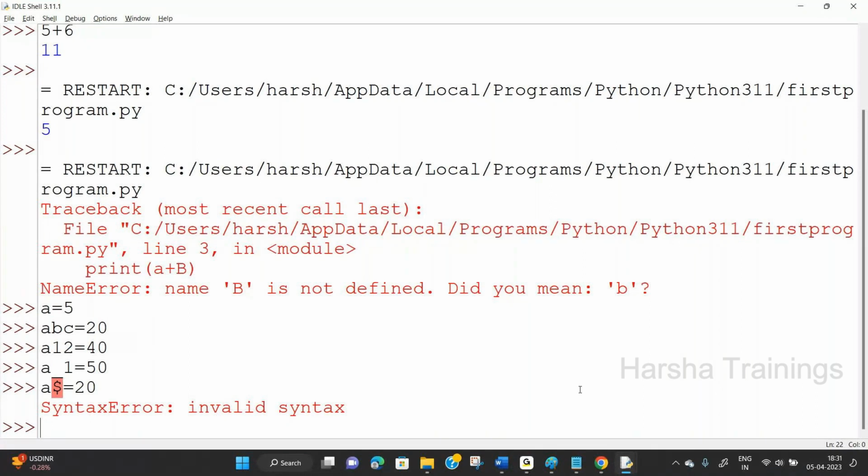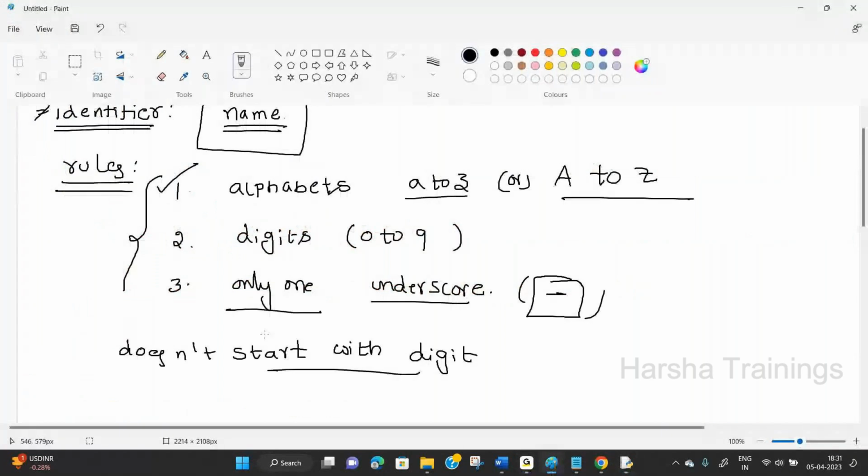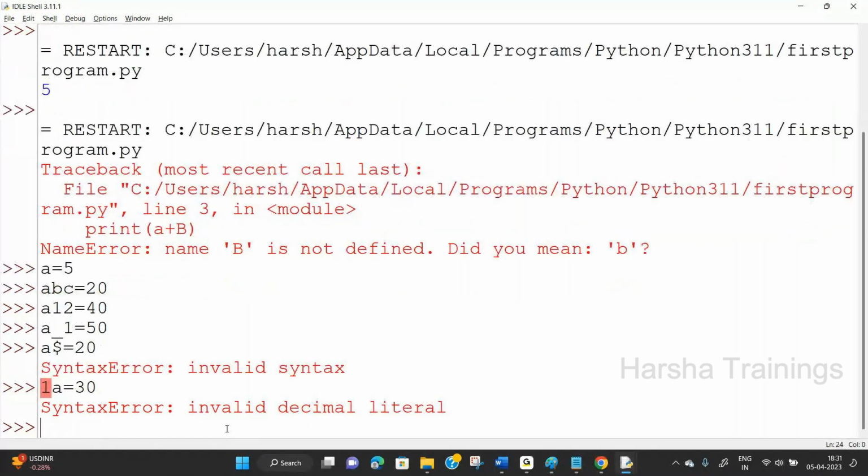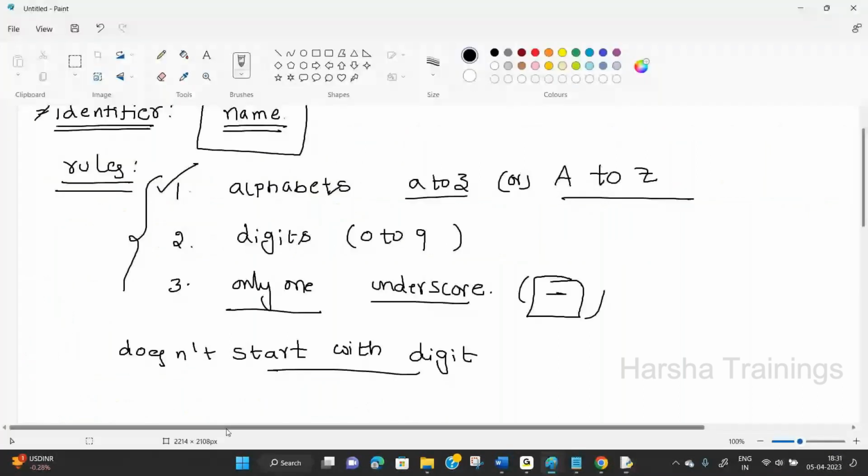Now I used one phrase. What is the phrase? Does not start with a digit. For example, if I start with a digit, 1a is equal to some 30. Exactly, this is also an invalid statement. Now underscore a is equal to 30. Valid or invalid? Valid. I used only the phrase does not start with a digit.